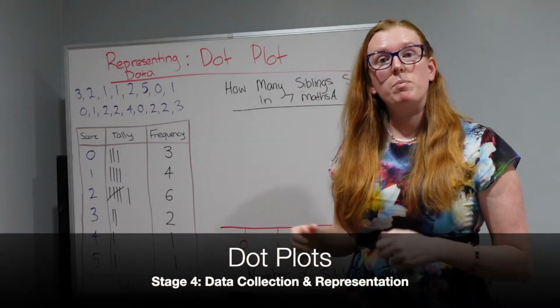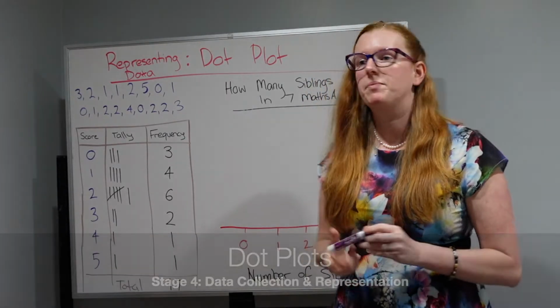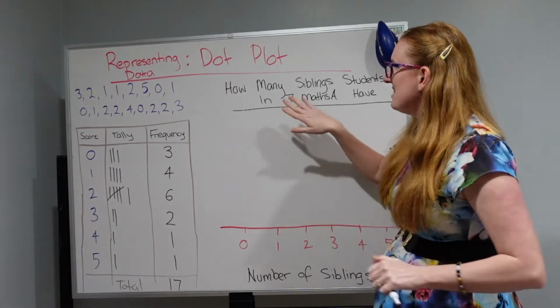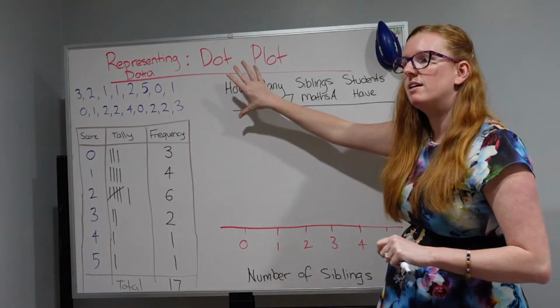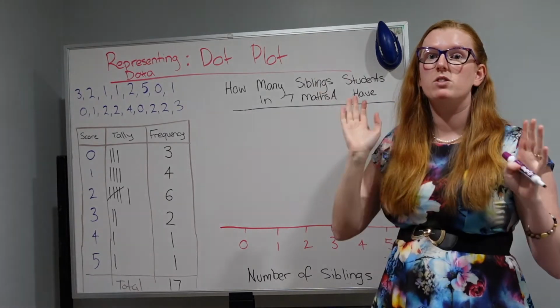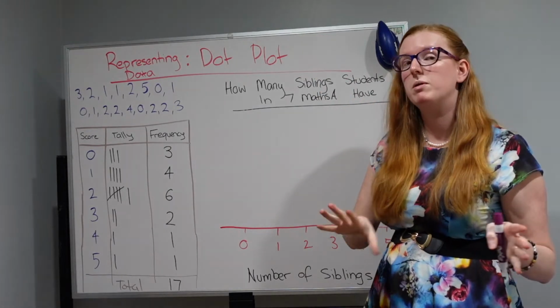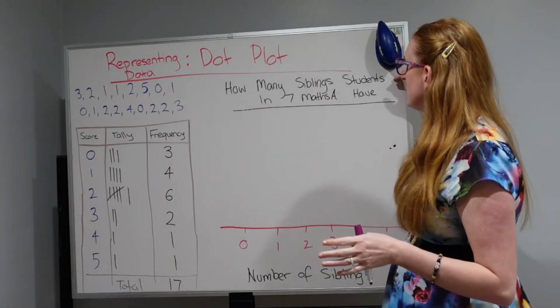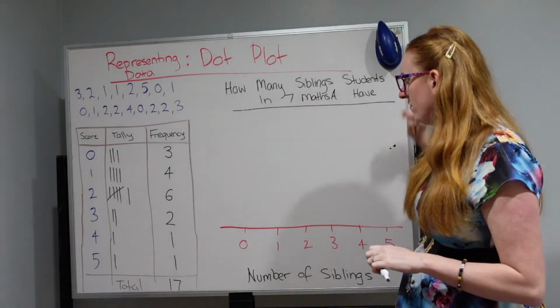Okay, now we're going to look at representing our data using a dot plot. So you'll notice that it has a label, like my data. My graph is going to have a title, the same as if I was doing a frequency histogram or polygon. How many siblings do students in 7 Maths A have?